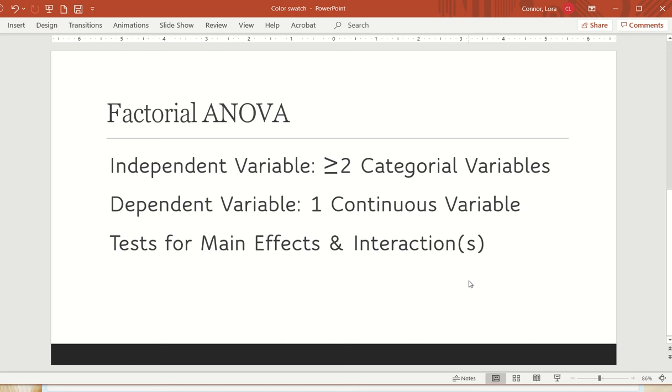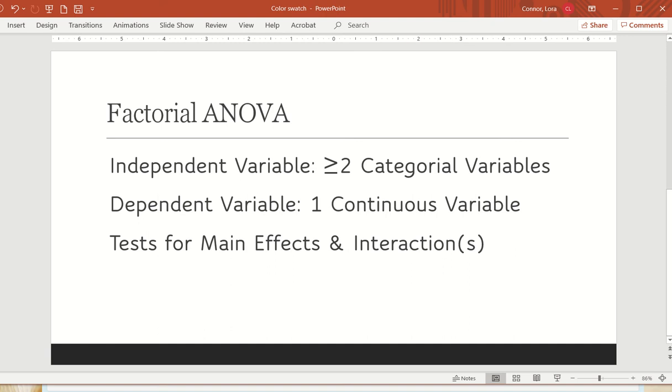And if you recall, main effects are each independent variable and whether or not they have a relationship to the continuous variable. We're looking at each independent variable by themselves compared to the continuous variable or the dependent variable, as well as how the independent variables may be interacting with each other, and both of them together compared to the dependent variable or the continuous variable.